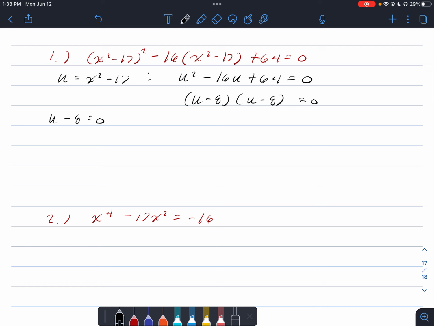So if U minus 8 is 0, that means this whole equation is 0. So for whatever the value of U is that would make this 0, that would be what we set U equal to. So here we could solve for U.